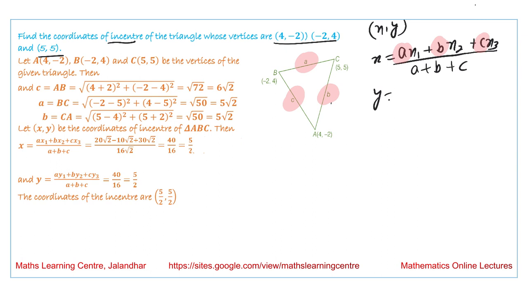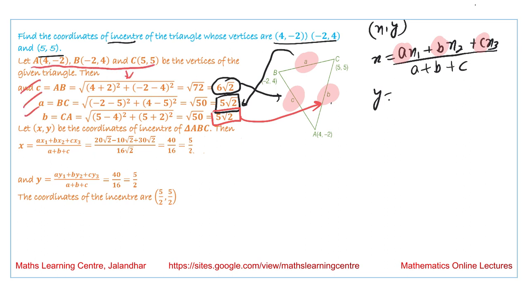The length corresponding to this side c is 6 root 2 units. The length corresponding to the side a is 5 root 2 units, and the length corresponding to b is 5 root 2 units. These are the lengths we have calculated using the distance formula and these 3 points A, B and C.